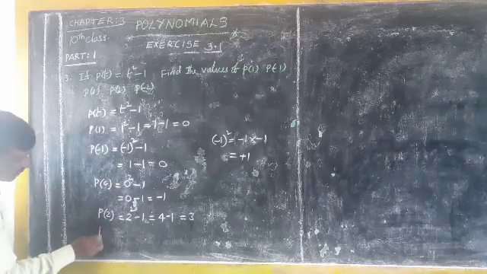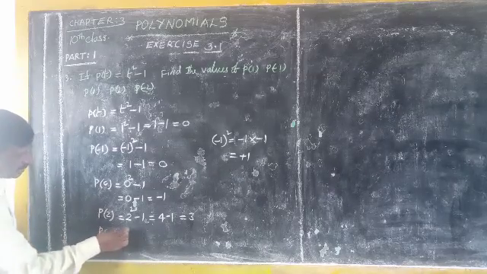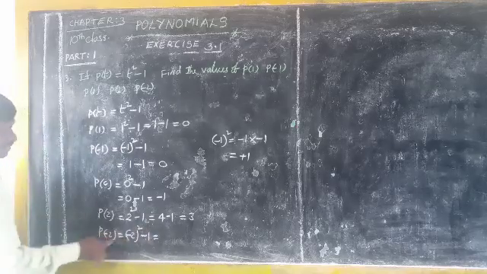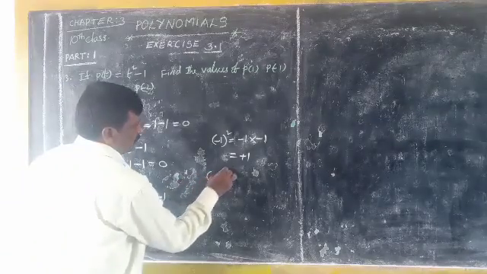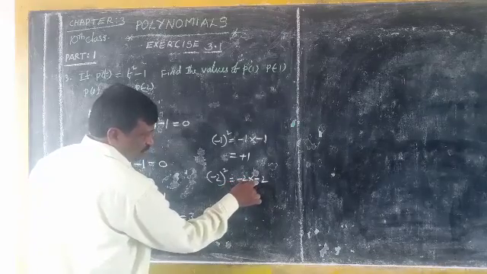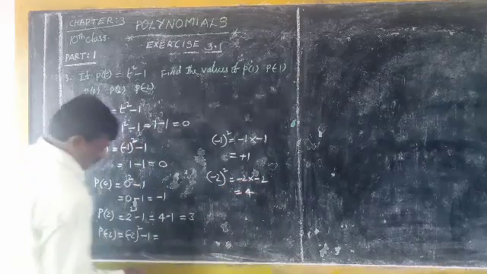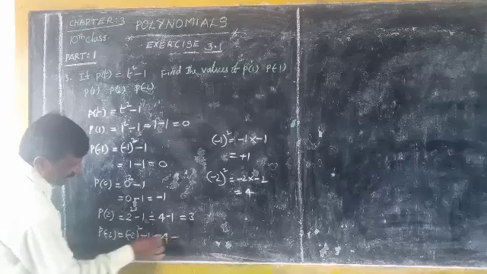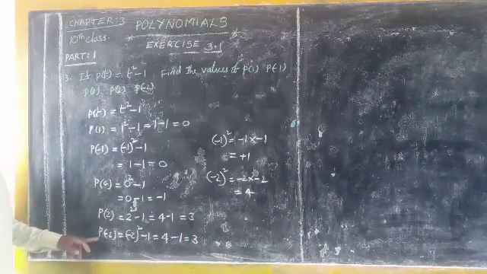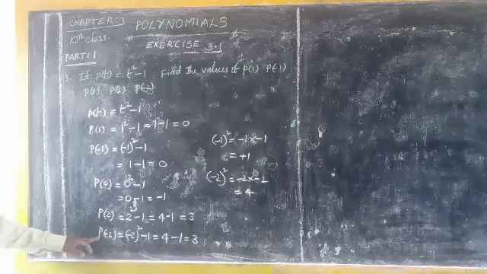Next, p of minus 2. Put minus 2 in place of t. Minus 2 whole square minus 1. Minus 2 whole square is equal to minus 2 into minus 2, which is plus 4. So 4 minus 1 is equal to 3. So p of minus 2 is equal to 3.